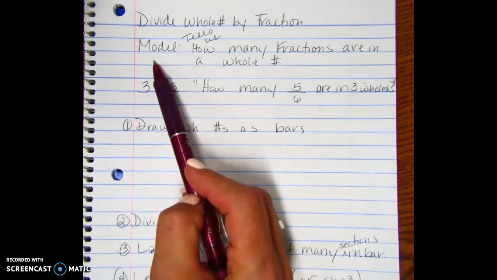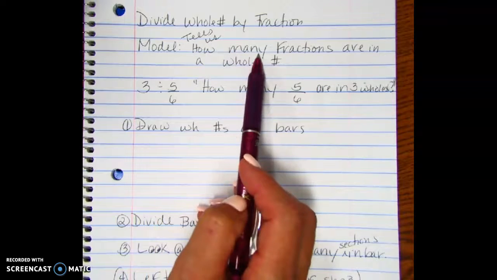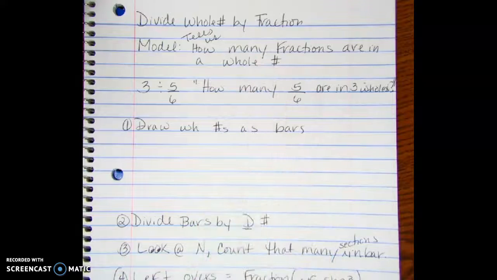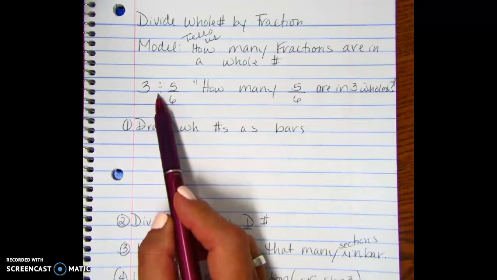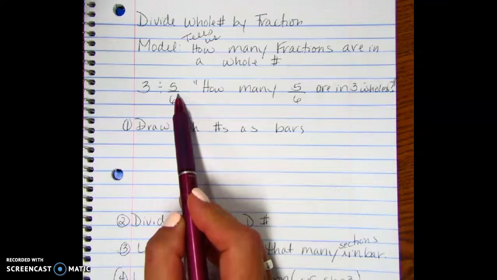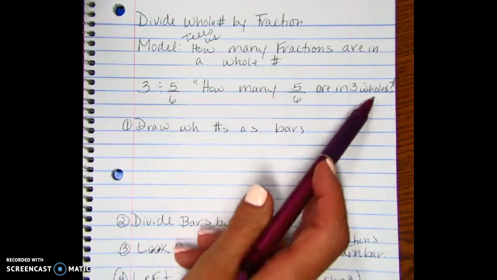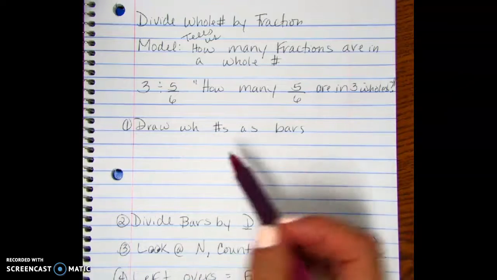The model is going to give us a lot of great information. It's actually going to tell us how many fractions are in a given whole number, whatever our problem says. So here is 3 divided by 5/6. It's actually asking us how many 5/6 are in 3 wholes. Okay, that makes a little bit more sense than just saying 3 divided by 5/6. So that's why the model's a really good thing.